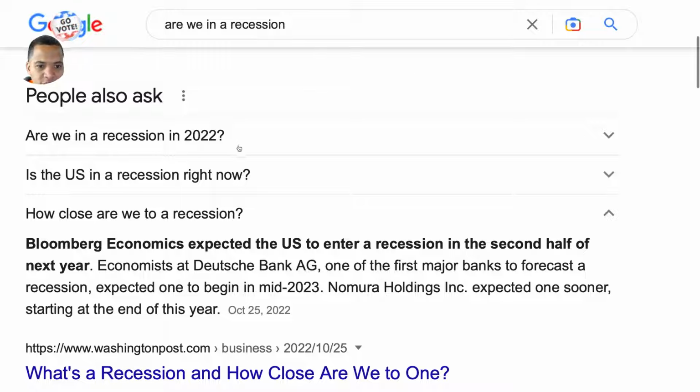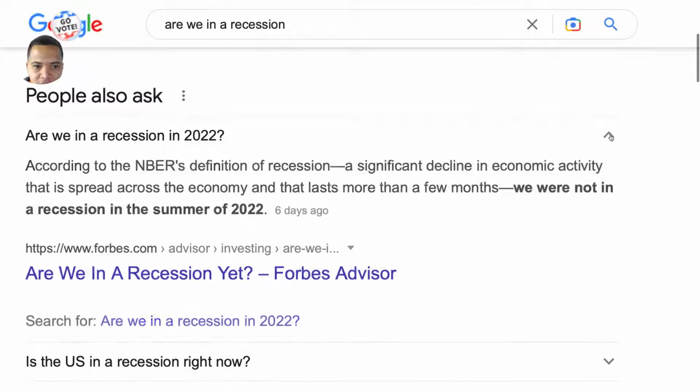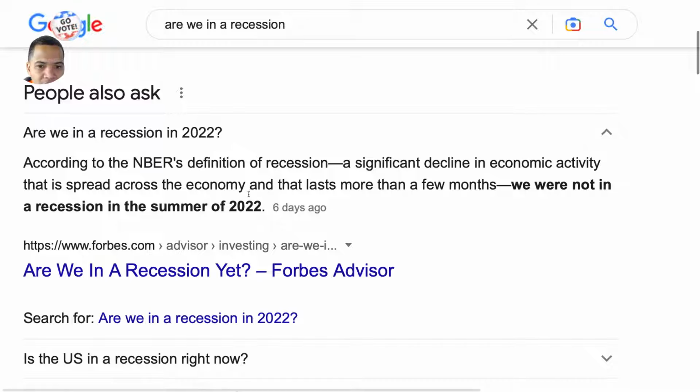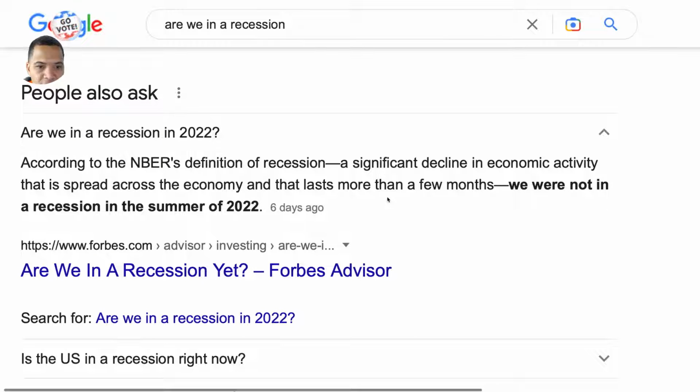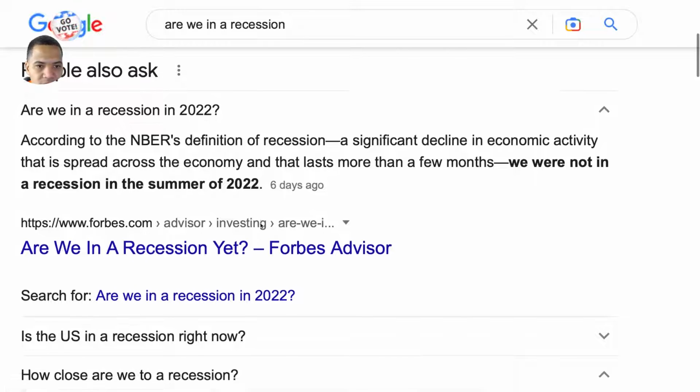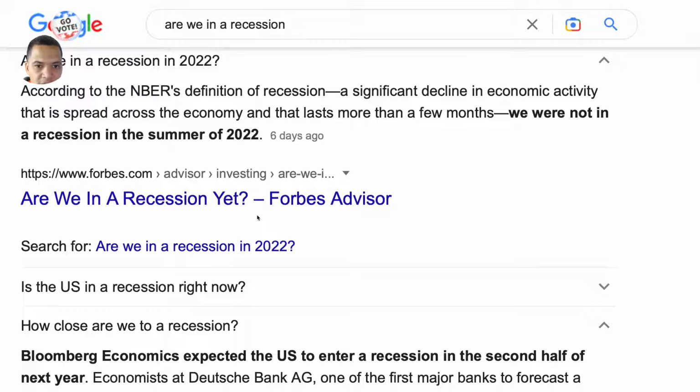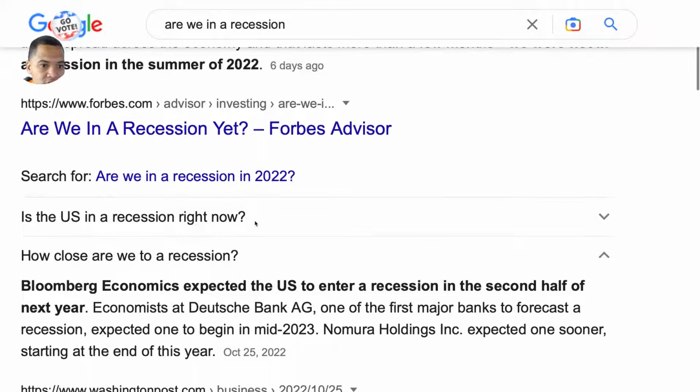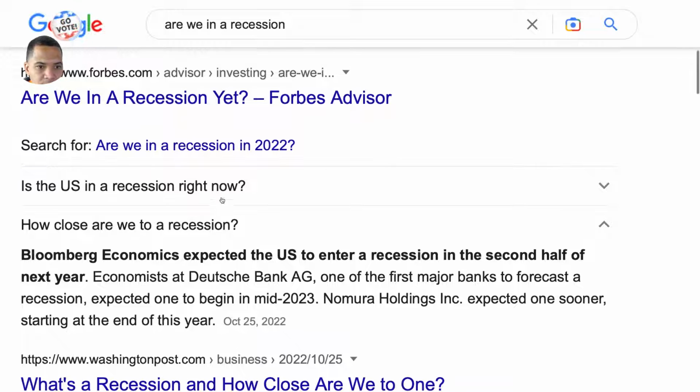Are we in a recession in 2022? Right. That's what it says here. This is Forbes. According to the NBER, I have no clue what that means. Definition of recession: a significant decline in economic activity that has spread across the economy that lasts more than a few months. We are not in a recession in the summer of 2022. Right, that was posted 6 days ago, but that was 2022, right? And they're talking about the summer, and we're now in almost the winter. So, all right, they're saying no, so far, no recession.